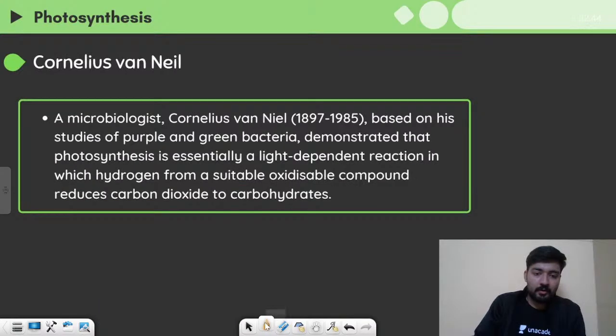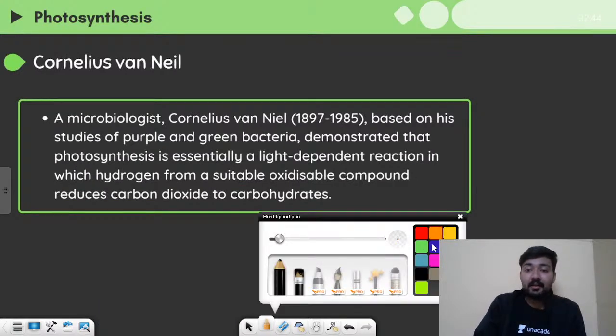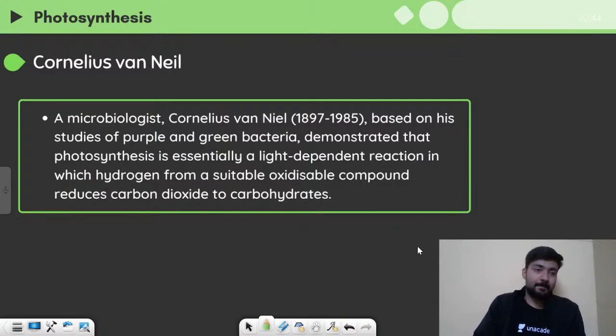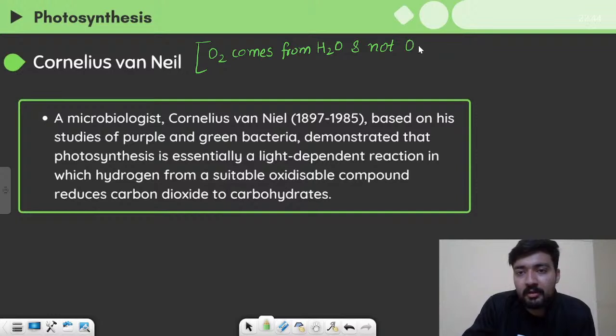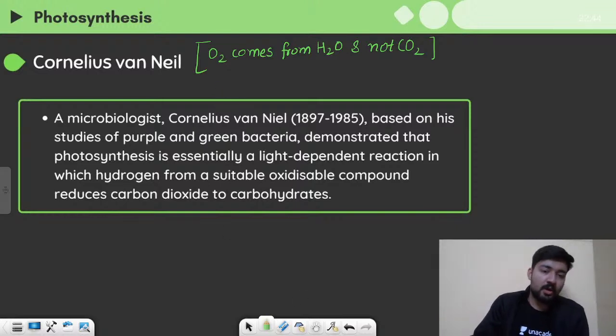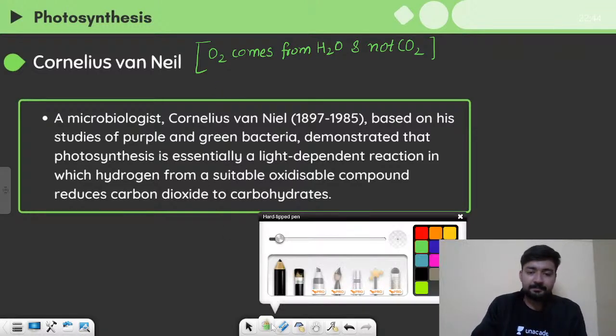And now we will talk about the experiments of Cornelius Van Niel. Cornelius Van Niel told us that oxygen, O2, comes from water, from H2O and not CO2. Earlier it was thought that CO2 gives oxygen, but this oxygen comes from water. So how did he find that out? Let's see.